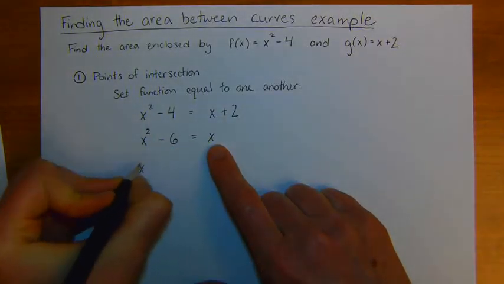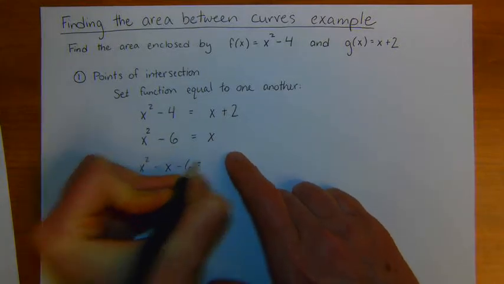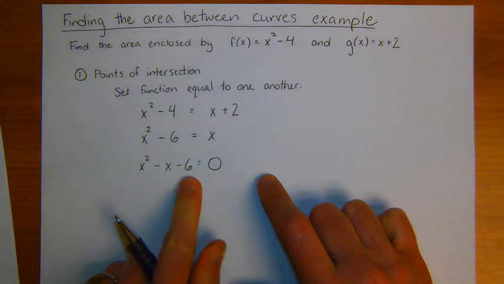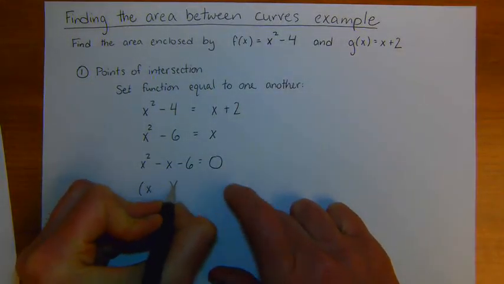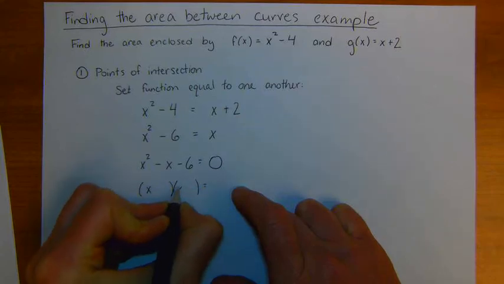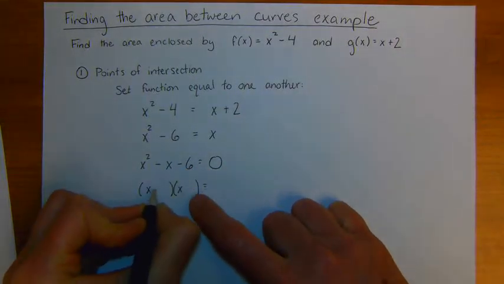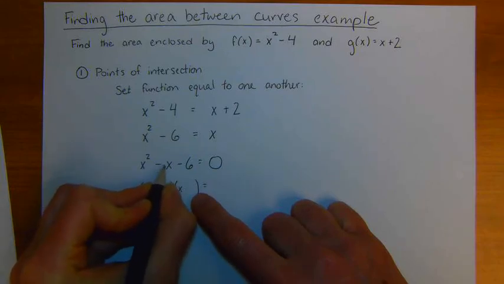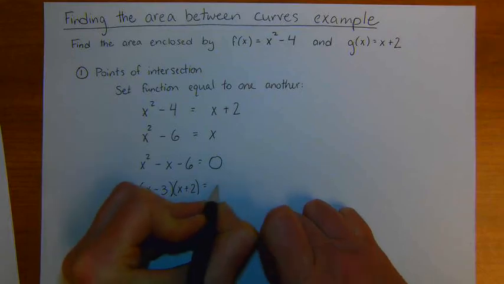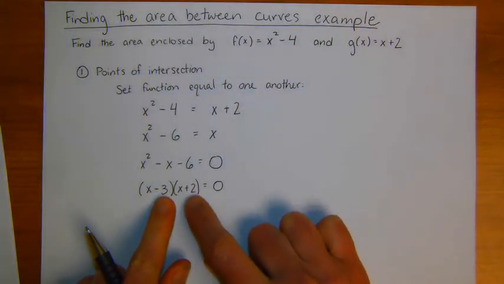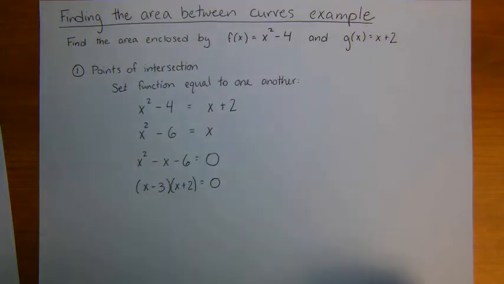either use the quadratic formula, or in this case, this expression factors pretty easily. Then I see that this can be factored to be x minus something and x plus something. They need to multiply to be negative 6 and add to be negative 1, so I get x minus 3 and x plus 2 equals 0. I can check this by doing the distributive property. Indeed, I end up with that.